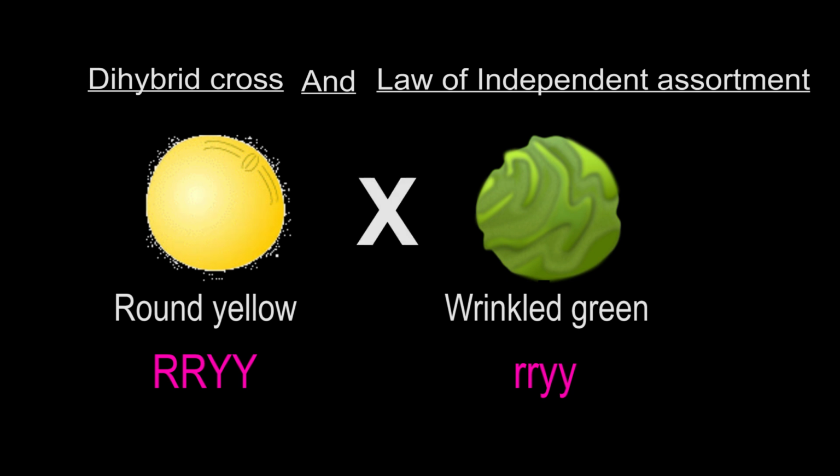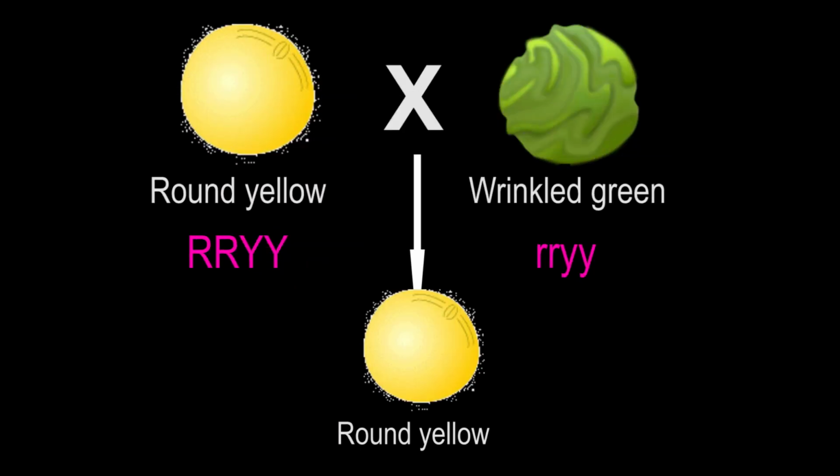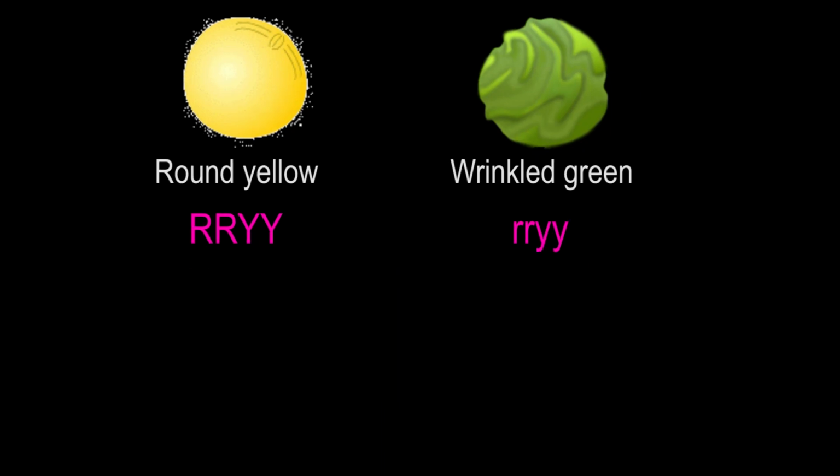Now, when these two were crossed by Mendel, he got round yellow seeds in the F1 generation. All of them were round yellow. But how were no wrinkled green obtained? To understand this, let's see the Punnett square, and how Mendel got round yellow in the F1 generation. We know the genotype of both parents: capital R, capital Y, and for the wrinkled green, small r, small y.